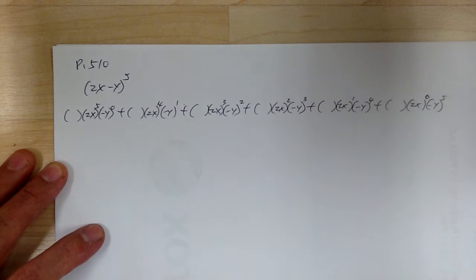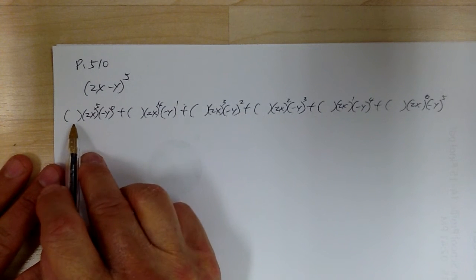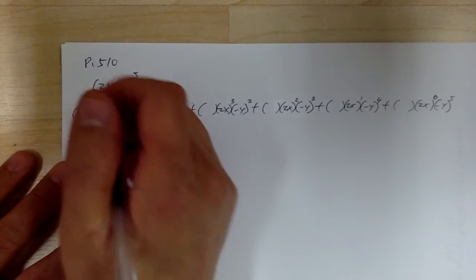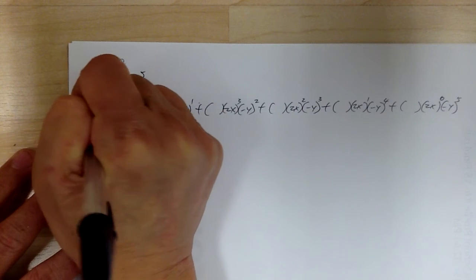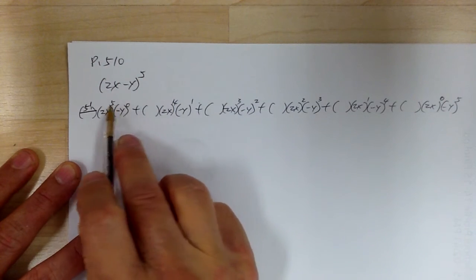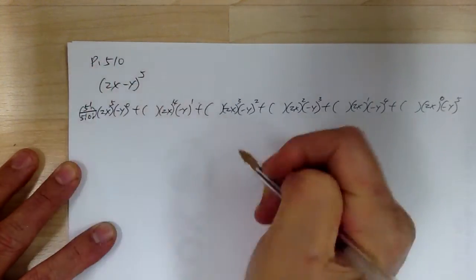Now the binomial theorem is saying this. To get the first one, all you have to do is see the 5. You're going to get 5 factorial on the top, and you see these two numbers over here. That's what you're going to get on the bottom. So you're going to get 5 factorial, 0 factorial.